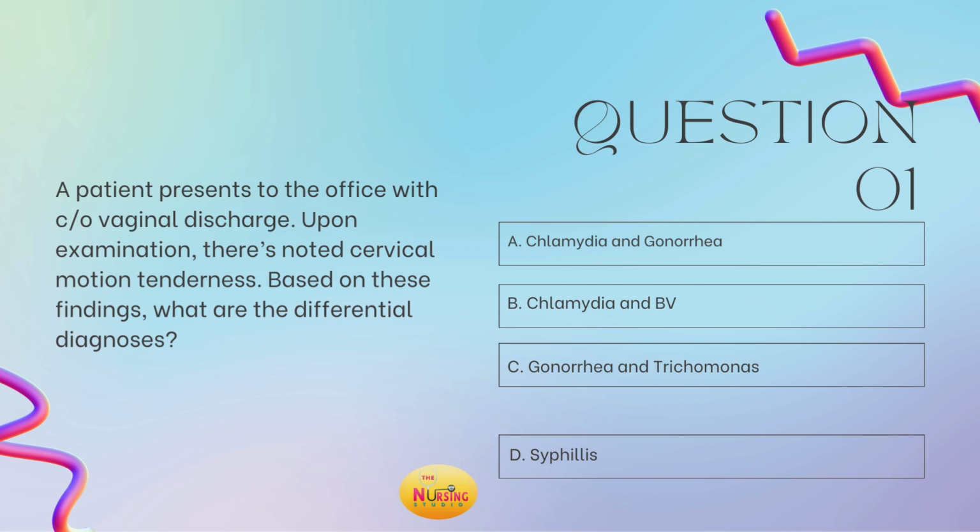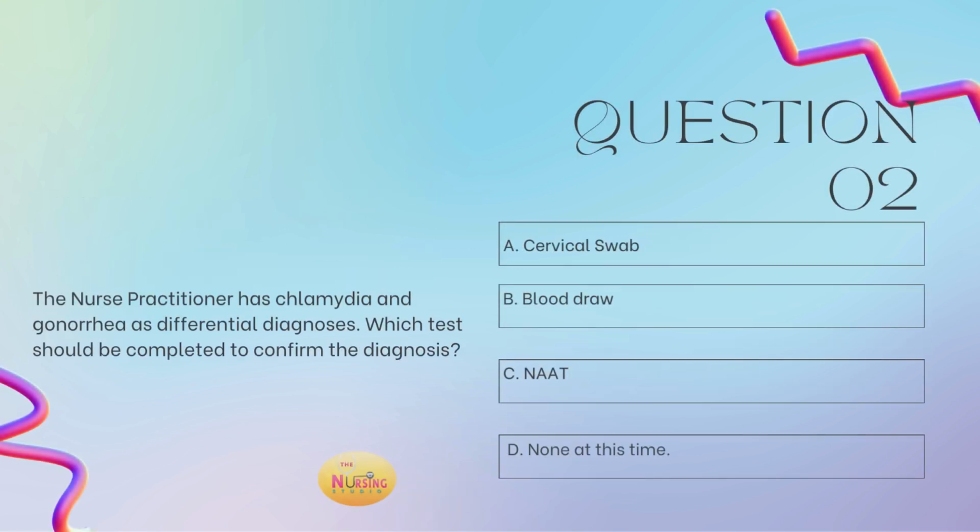So this patient came in complaining of vaginal discharge. Upon exam, the nurse practitioner notes cervical motion tenderness. So when you think of cervical motion tenderness with an associated vaginal discharge or any type of discharge, you want to think chlamydia and gonorrhea. Gonorrhea, more specifically, typically has a greenish discharge, but both the cervical motion tenderness and discharge are common presentations for chlamydia and gonorrhea. So A was your best answer.